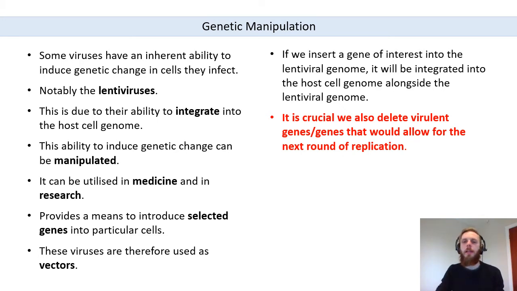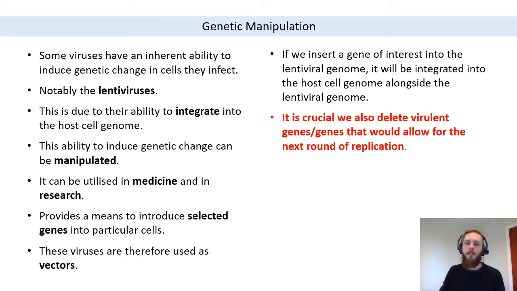So hopefully it's clear that these lentiviruses have the ability to integrate their genome into the host cell. So they have the ability to change the genetic makeup of the host cell. So how is this useful to us? How is this useful therapeutically and in research and in industry? Well, what we can do is, in a laboratory environment, we can add genes to the lentiviral genome. And that means when the lentivirus infects a cell, it not only integrates its own genome, but it also integrates the genes we've added.